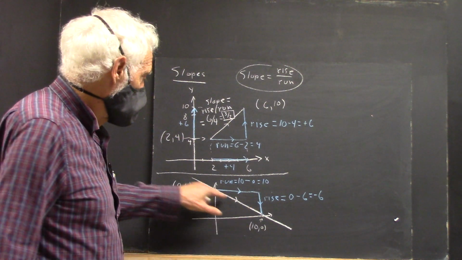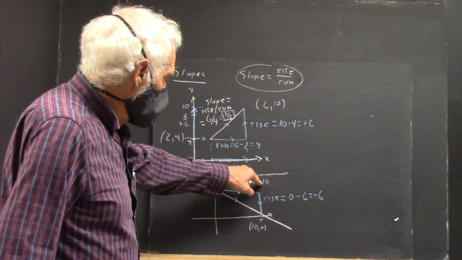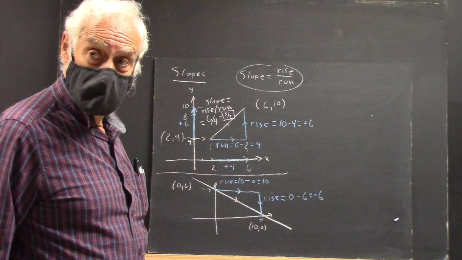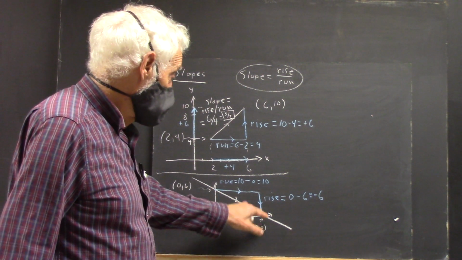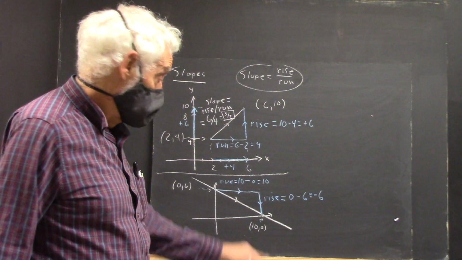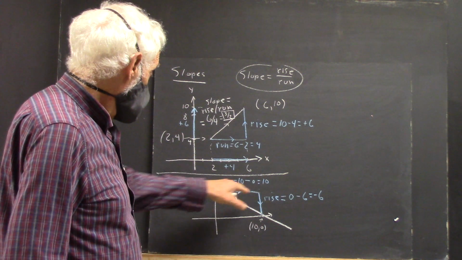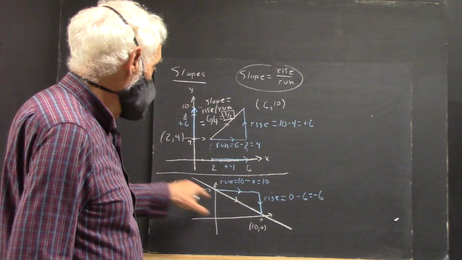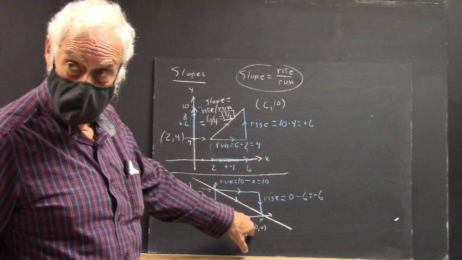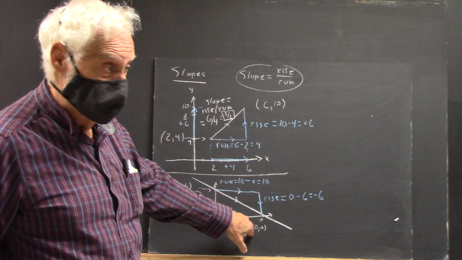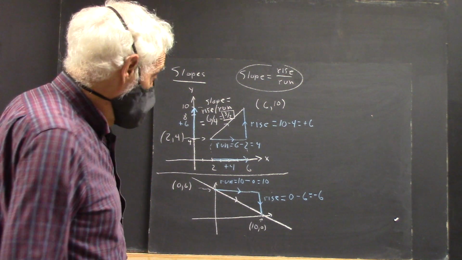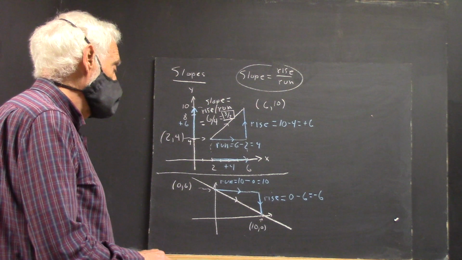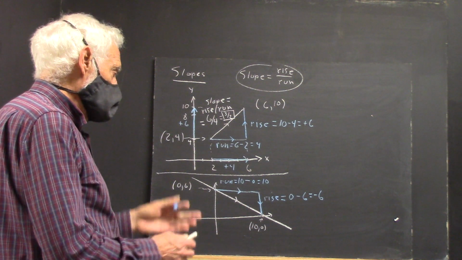If you go from this point to this point, of course, your rise will be positive and your run will be negative. Your rise would be 6 minus 0 instead of 0 minus 6 if you went this way, and your run would be 0 minus 10, which would be negative 10. You still get the same answer. It's going to be negative 3/5. But you would get the negative in both cases.